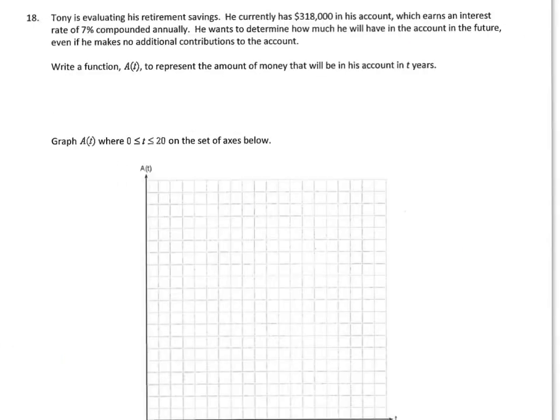Okay, so in number 18, Tony is evaluating his retirement savings. He currently has $318,000 in his account, which earns an interest rate of 7% compounded annually. He wants to determine how much he will have in the account in the future, even if he makes no additional contributions to the account. So what they want us to do here is write a function, A of t, to represent the amount of money that will be in his account in t years.